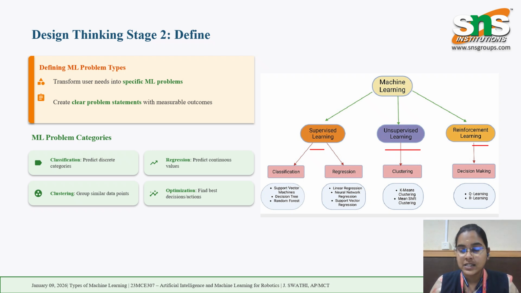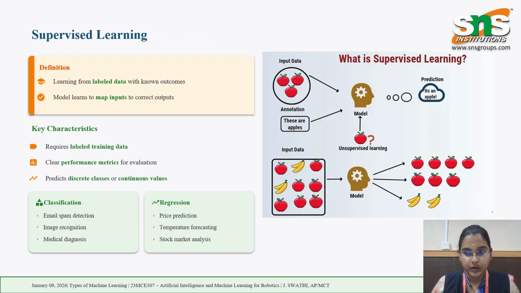Unsupervised learning is usually used mostly for clustering purposes. So we have algorithms supporting it such as the k-means algorithm, mean shift clustering, etc. Reinforcement learning is mainly used for decision making, with algorithms such as Q learning and R learning.